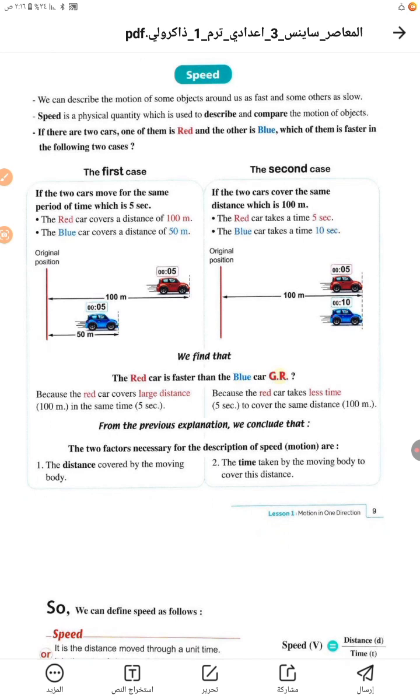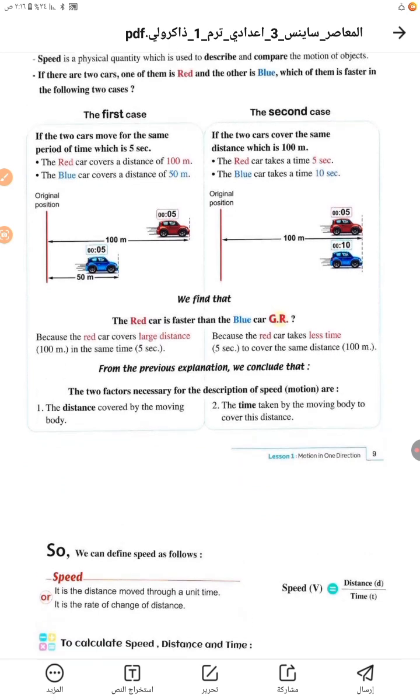بيقول لي if there are two cars, one of them is red and the other is blue, which of them is faster in the following two cases? The first case بتقول لي if the two cars move for the same period of time which is 5 seconds. لو السيارتين بيمشوا بنفس الزمن 5 ثواني. The red car covers a distance of 100 meter. The blue car covers a distance of 50 meter.